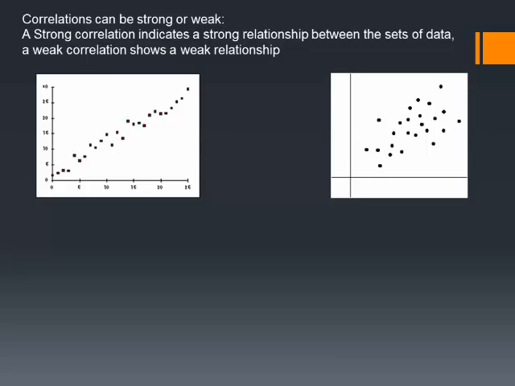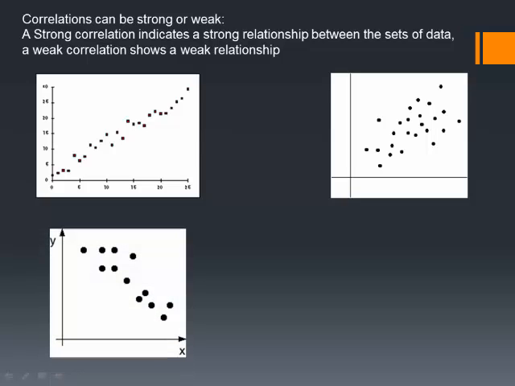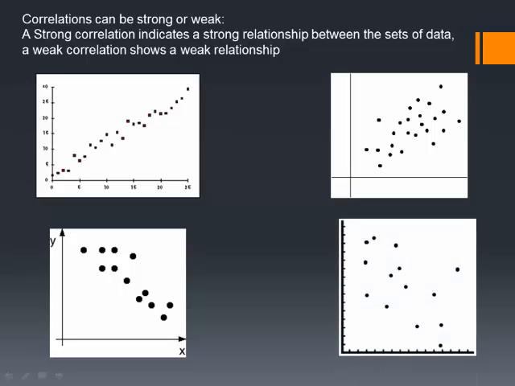If we look at these sets of data, we can see that the points are close together in the strong correlation. And while we can tell that there's an upward motion here, it's not a completely random set of dots, but they're still really spread out, so it's a weak correlation. We can also have a strong negative correlation and a weak negative correlation.